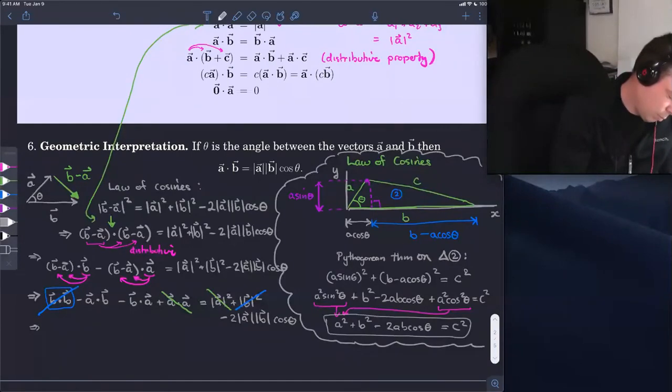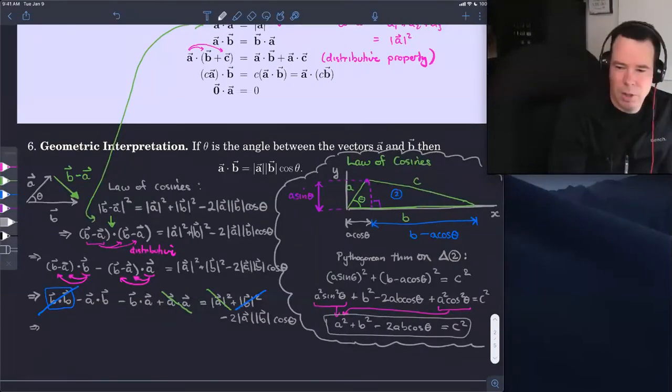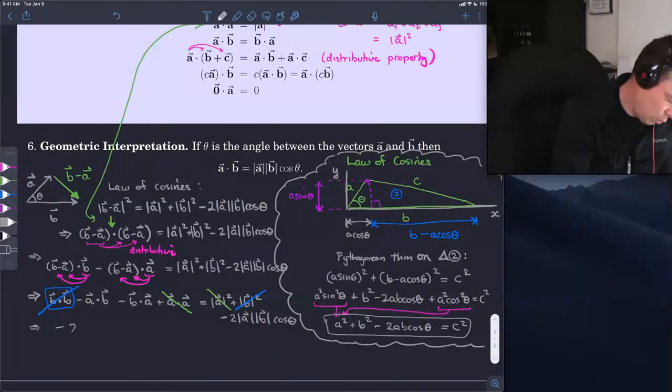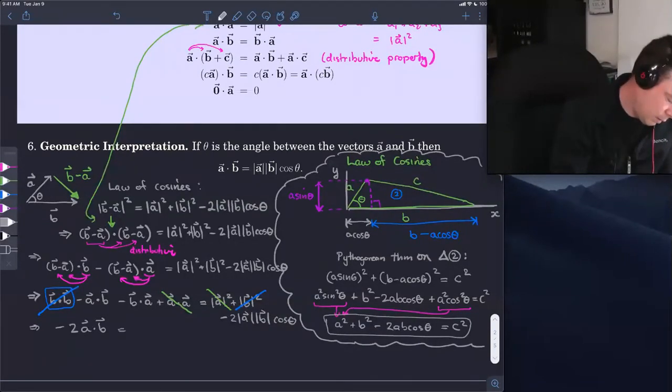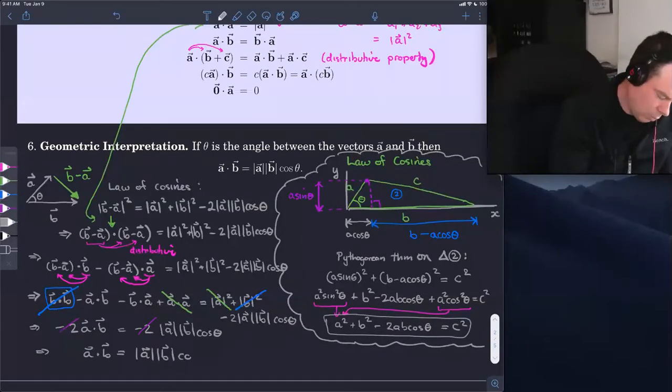And so this then simplifies down to, I've got an A dot B and a B dot A, but they are equal to each other. So this is minus 2 A dot B. So those two middle terms combined together to give me a minus 2 A dot B. And that's equal to minus 2 magnitude of A, magnitude of B, cosine theta. And I can cancel off the minus 2's now. And we are left with our formula: A dot B is equal to magnitude of A, magnitude of B, cosine theta.